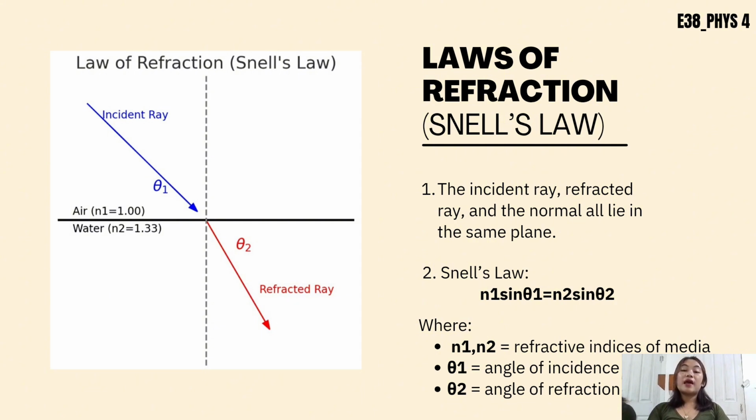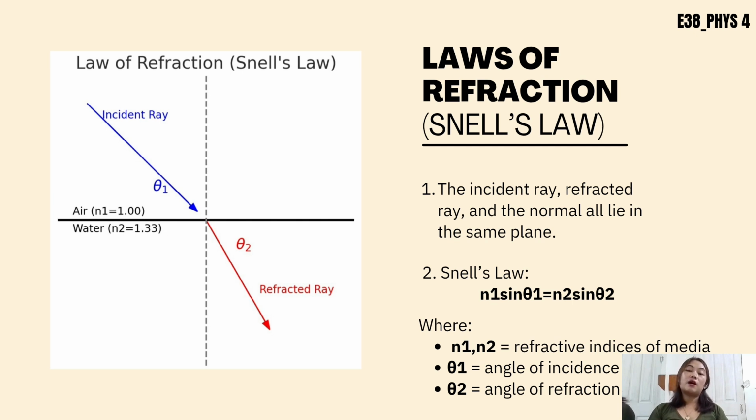So n1 sine of angle 1 is equal to n2 sine of angle 2, where n1 and n2 are the refractive indices of the two media. Example, n of air is approximately 1.00 and n of water is approximately 1.33. So a higher index means the light slows down more.